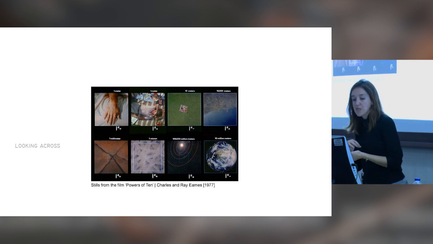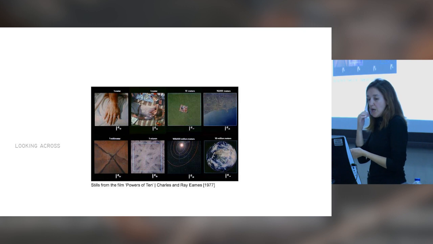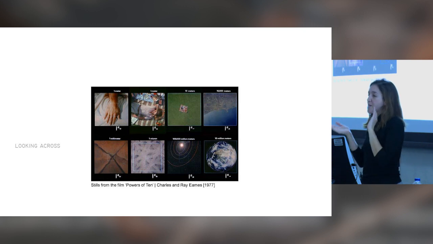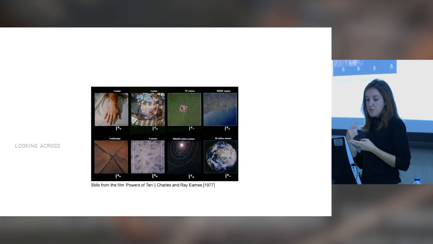So what processes of selection, what would be my criteria of presence, if we go back to the earlier discussion? Is it visual? Is it material? Is it both at the same time?